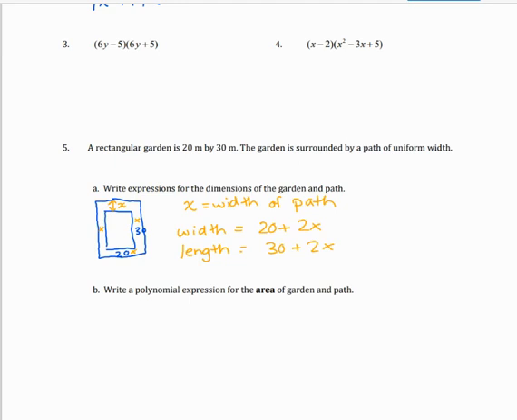So what I want you to do is part B. Write a polynomial that represents the area. So remember, how do we find area? Remember, area is length times width. So keep that in mind and go ahead and write an expression for the area of the garden.